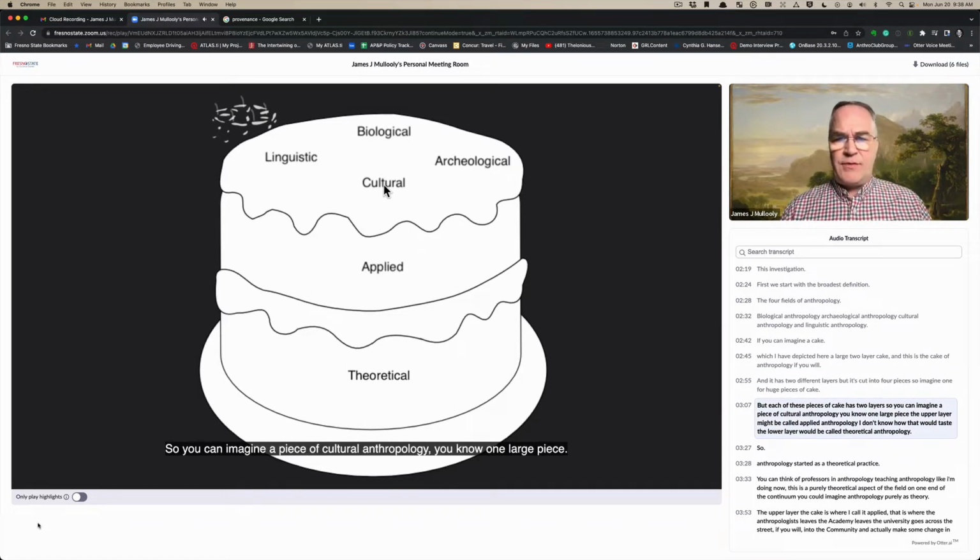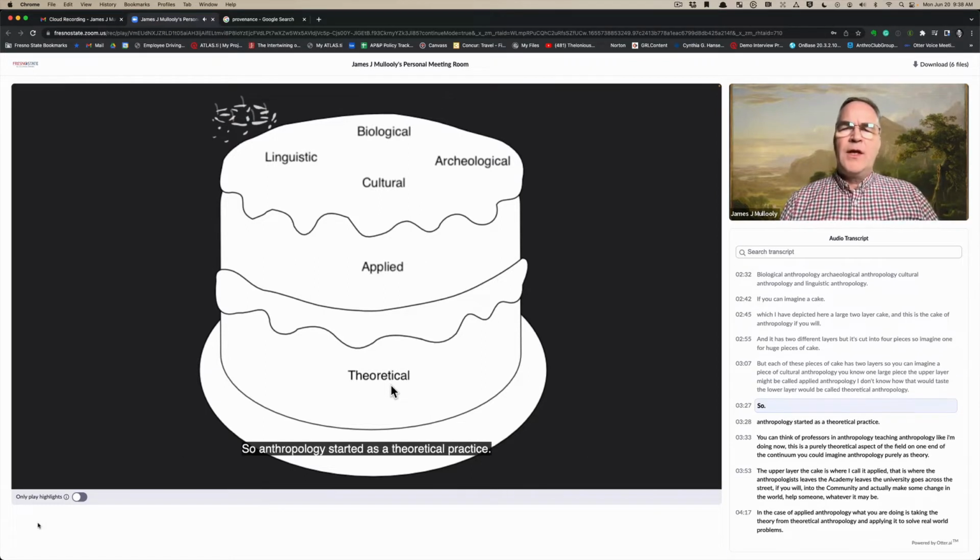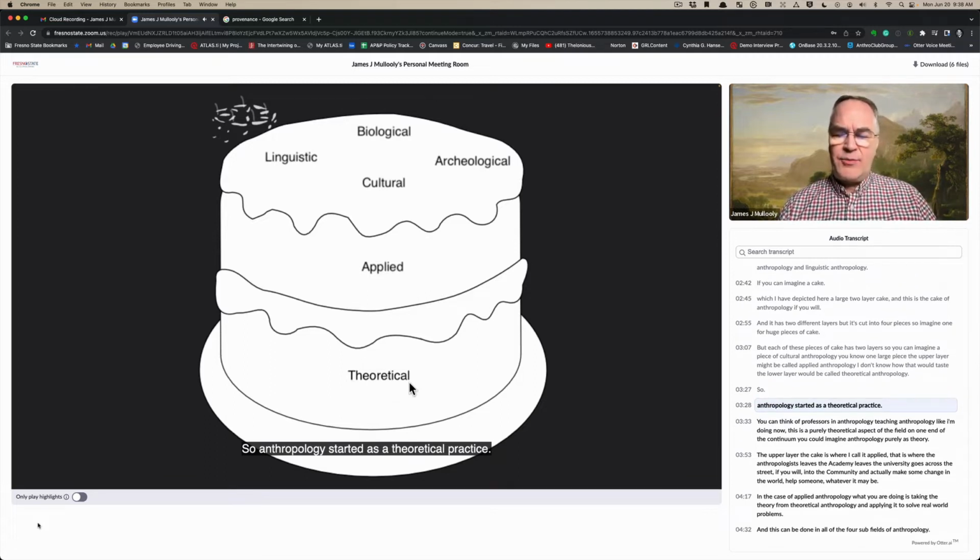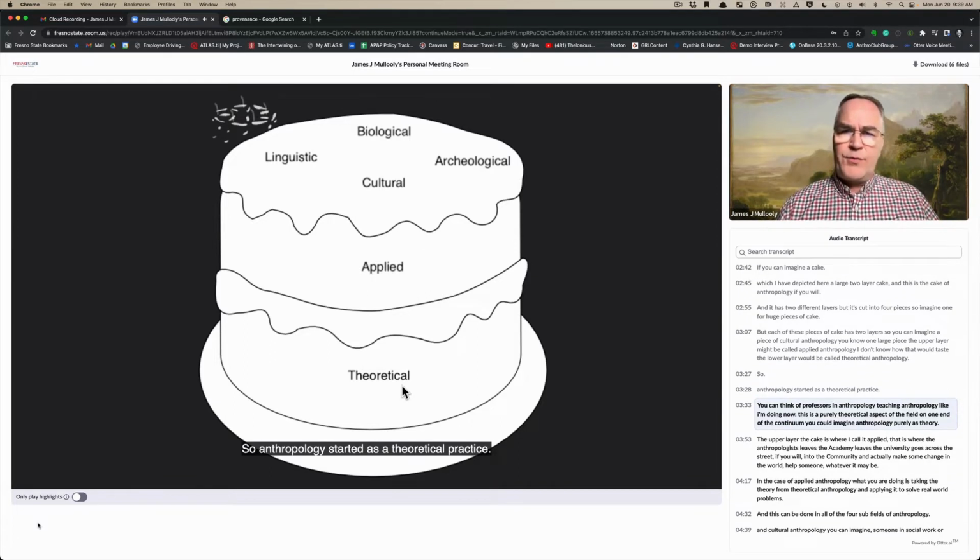So you can imagine a piece of cultural anthropology, one large piece. The upper layer might be called applied anthropology. I don't know how that would taste. The lower layer would be called theoretical anthropology. So, anthropology started as a theoretical practice. You can think of professors in anthropology teaching anthropology like I'm doing now. This is a purely theoretical aspect of the field. On one end of the continuum, you could imagine anthropology purely as theory.